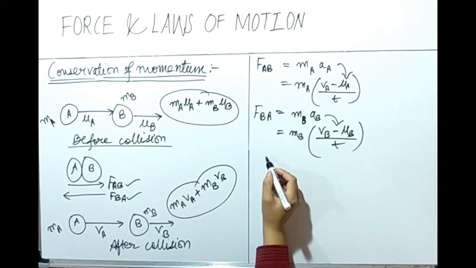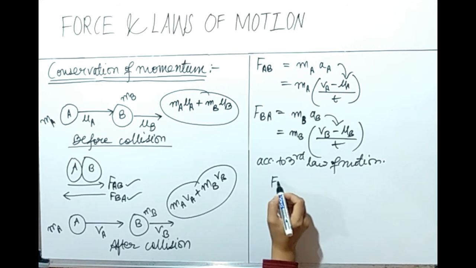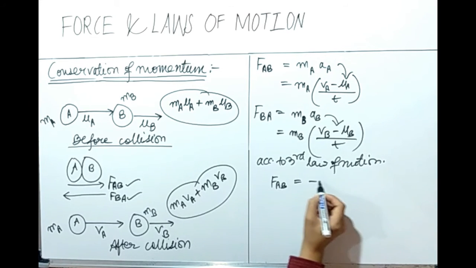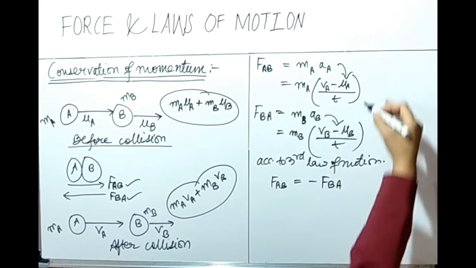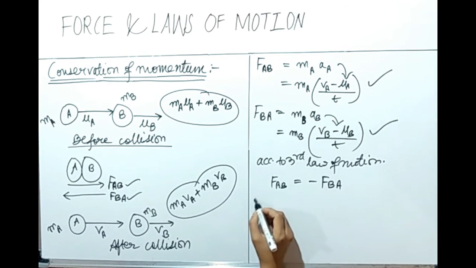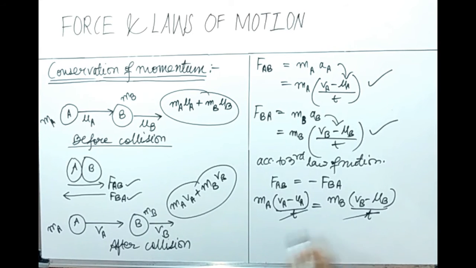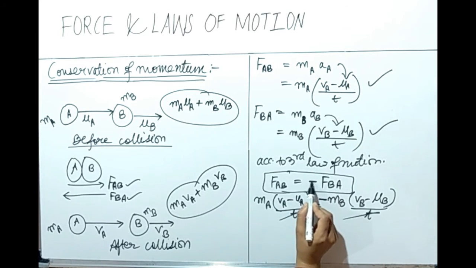Now according to the third law of motion, we already know that action force is equal and opposite to the reaction force. This is our action force, this is our reaction force. So can we write these values here? Cancel out this t with this t. Keep in mind this negative sign here, because action force is equal and opposite to the reaction force.